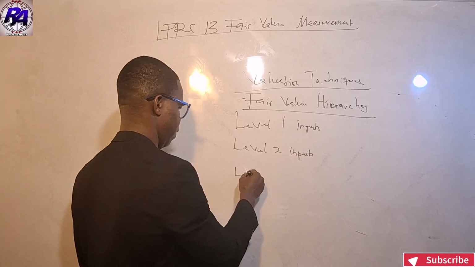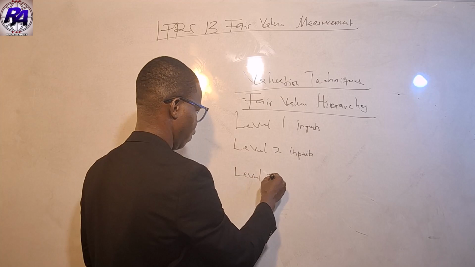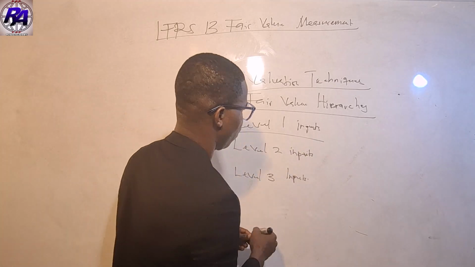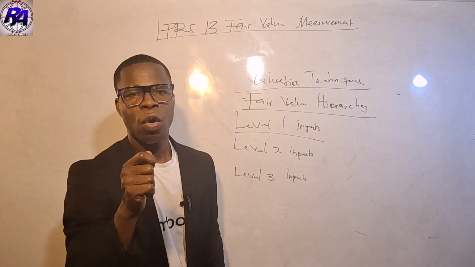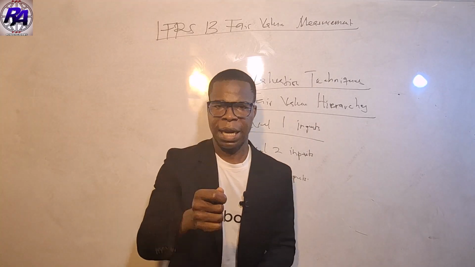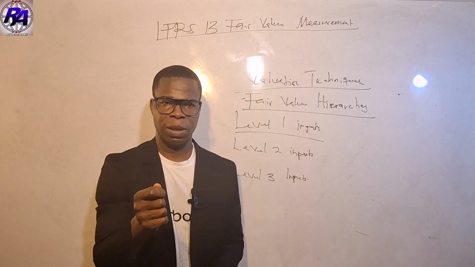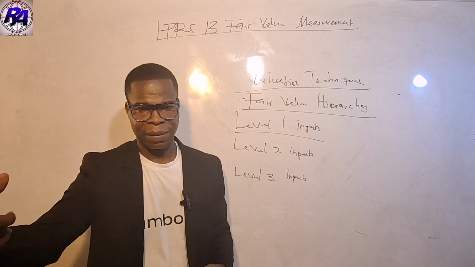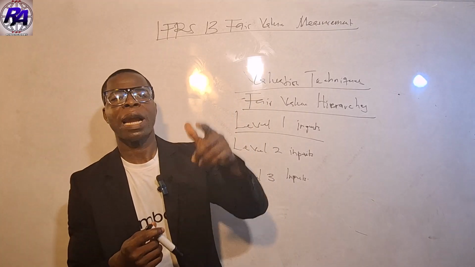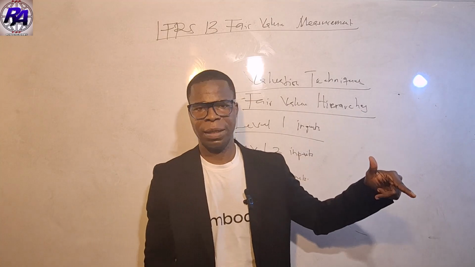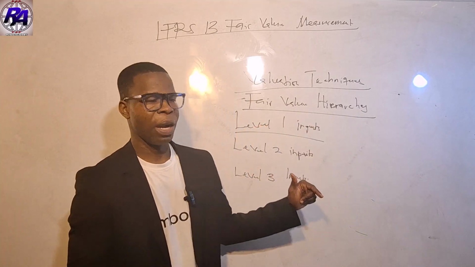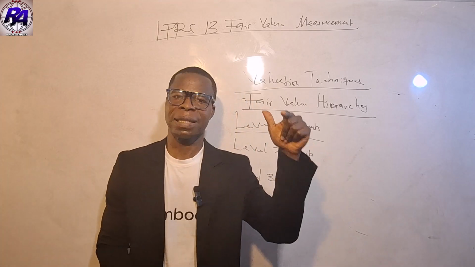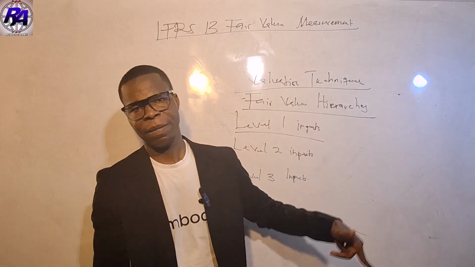And then we have level three input as well. And what goes into level one input? Level one inputs are quoted prices in an active market. Please take note of this statement: quoted prices in an active market. And these quoted prices are not adjusted. They are not adjusted. They are the quoted prices in an active market for an identical asset or liability that can be accessed by the entity at the measurement date.